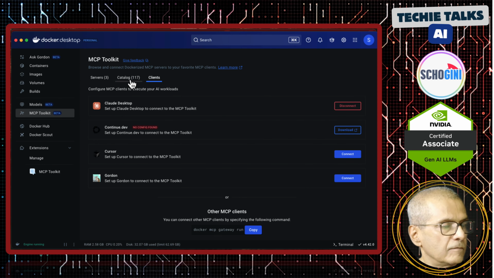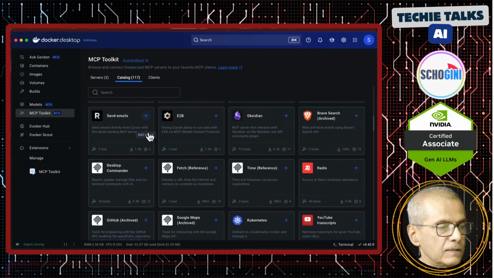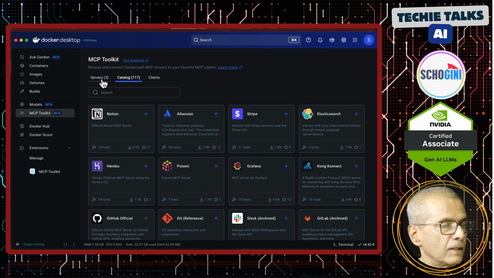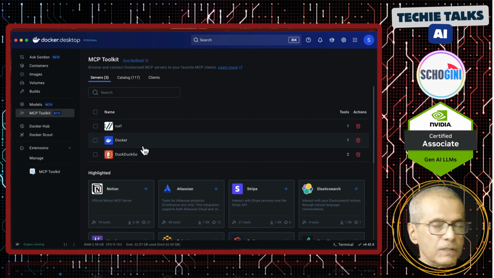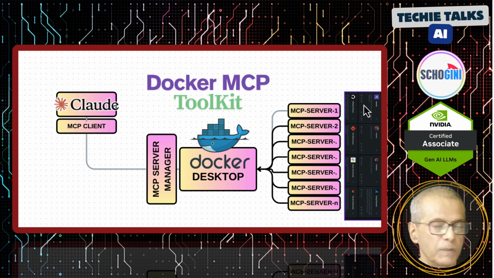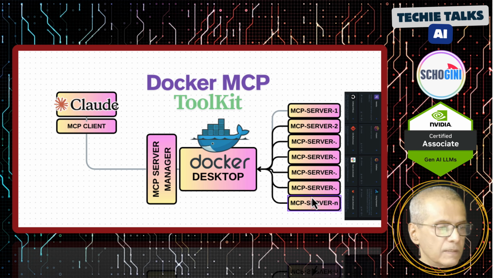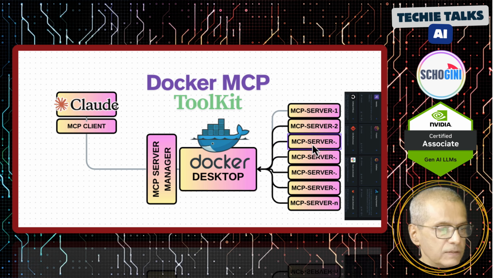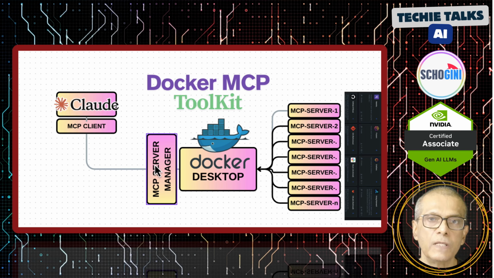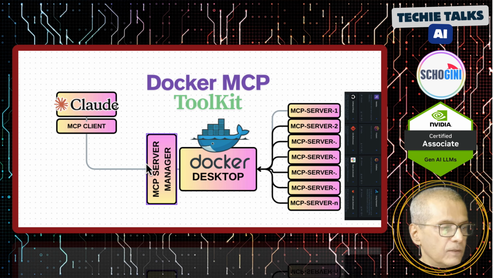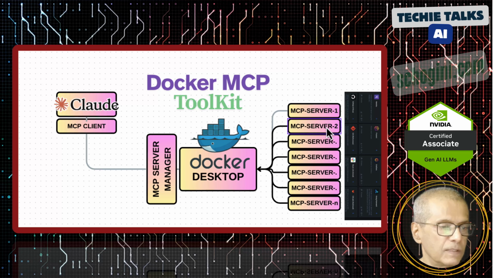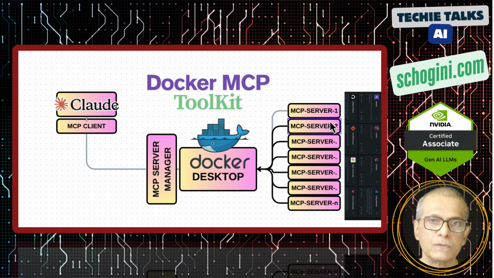And here we have a catalog of hundreds of MCP servers from third parties. Now, I have enabled a couple of them here for demonstration purposes. These are all third-party MCP servers which you can enable according to your need. Once that is done, Docker Desktop exposes a new MCP server, and through that MCP server, Claude will get access to all these third-party MCP servers as tools. That is the beauty of it.